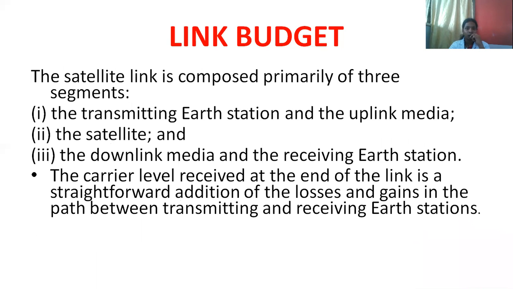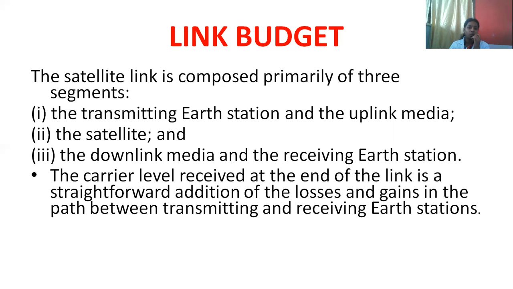Now we'll see the segments that are present in the satellite link. You have three different segments. The first one is the uplink, the transmitting station. The second one is the satellite, and the third one is the downlink, which means the receiving earth station. So these three are the parts of your satellite link. When you start designing your link budget, you have to keep this in mind.